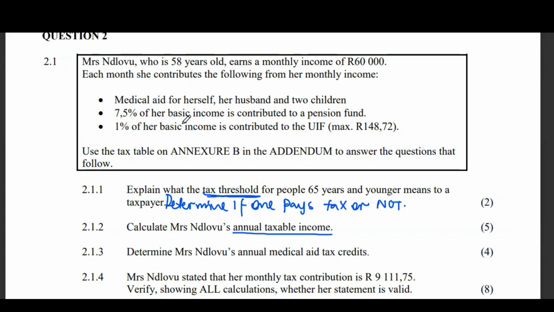Then 1% of her basic income is contributed to UIF. Maximum UIF, it's always 1% of someone's income, but it cannot exceed a certain amount. Now, for example, here it was 148. So you cannot exceed, because 1% of this would be around 600, but the person only qualifies for 148 rand 72 cents because it's a maximum UIF. Anyway, let's calculate the tax.